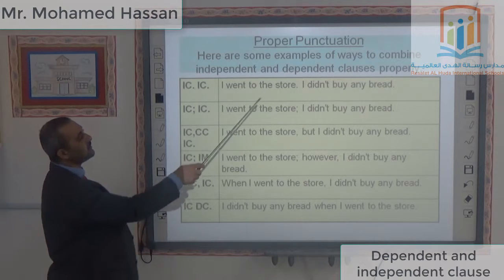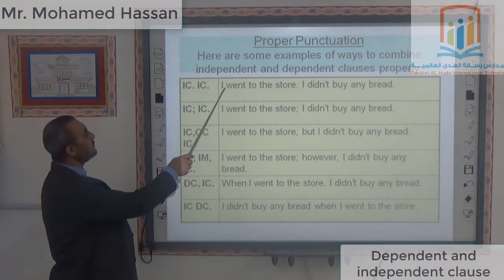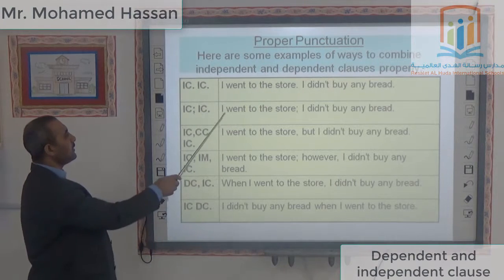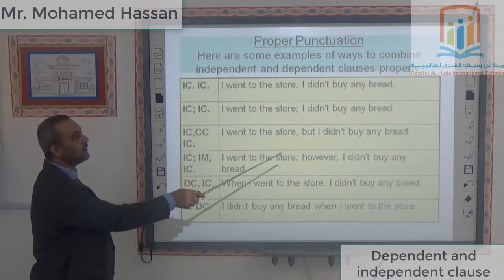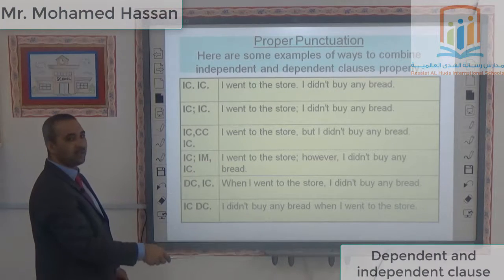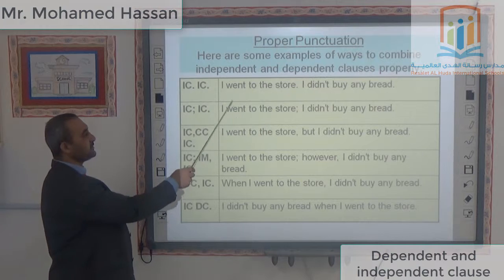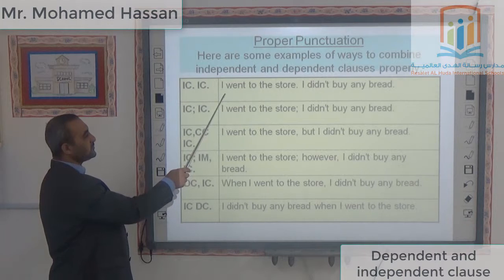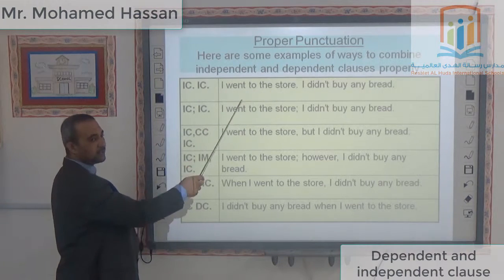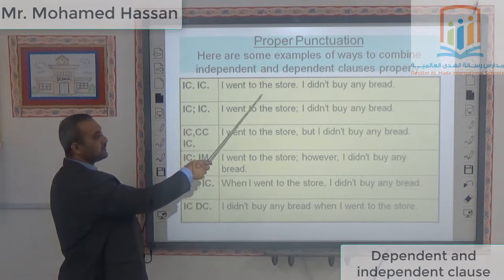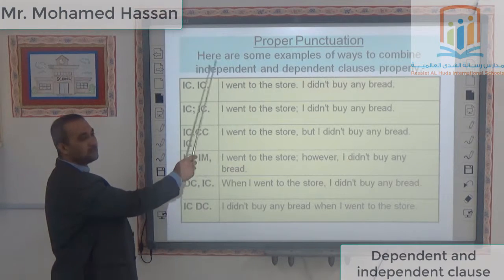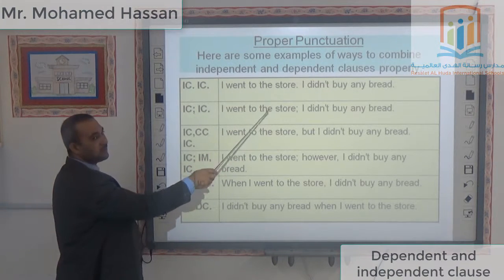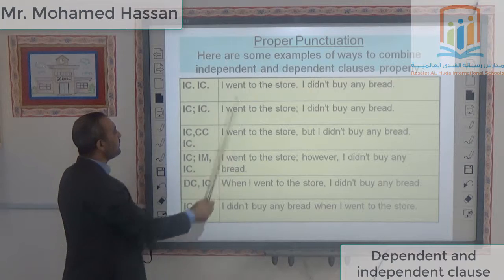Okay? Here are some examples of ways to combine independent and dependent clauses properly. Okay, look here. I went to the store. I didn't buy any bread. Here I have two independent clauses. I went to the store. I didn't buy any bread. Here I have a subject, a verb and an object. I have a sentence. I went to the store. It can stand alone. Okay, it gives you a complete meaning. I didn't buy any bread. I have two independent clauses separated by a full stop.